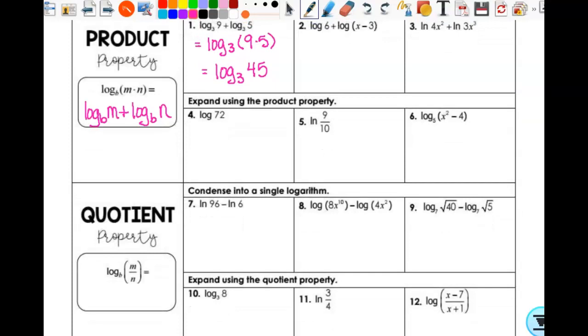On number 2, I have two logs with the same base. What's the base of that log? 10. Good. So this gives me log base 10 of 6 times x minus 3. So that gives me log of 6x minus 18. Okay. Any questions about that?